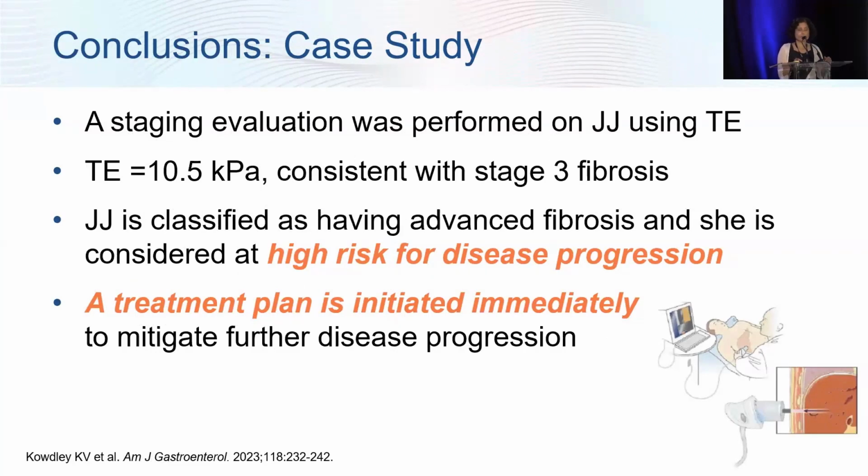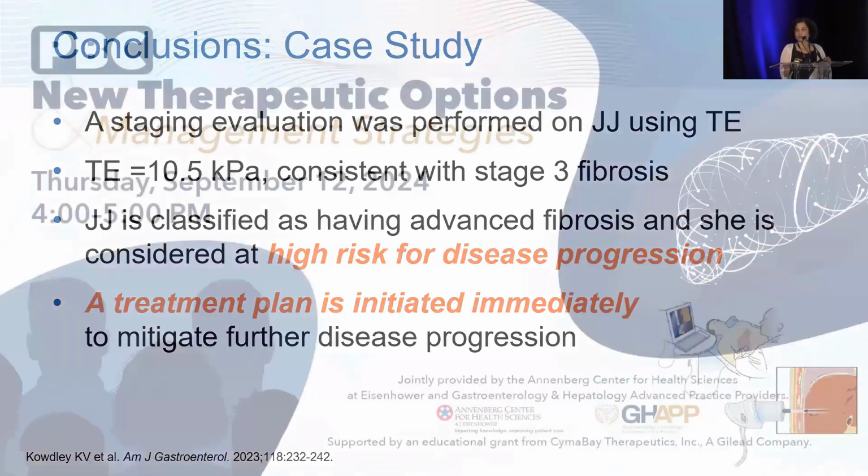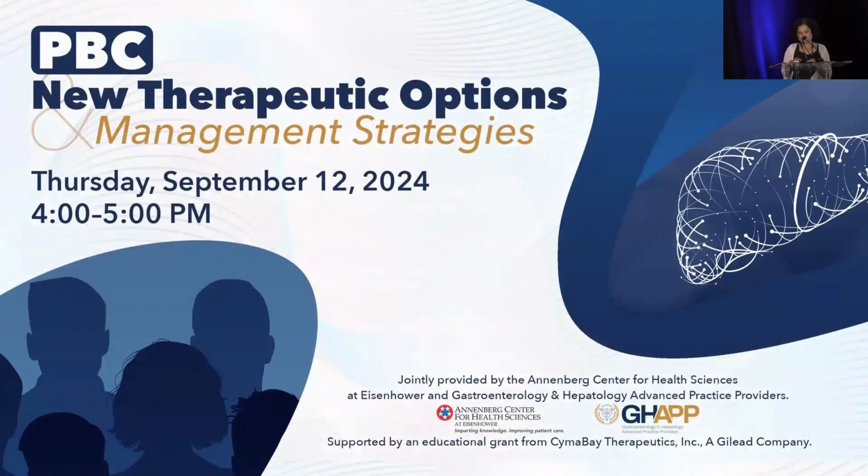So coming back to our case study, JJ underwent a transient elastography. FibroScan showed 10.5 kilopascal, consistent with stage 3 fibrosis. So we know now JJ is diagnosed with PBC and stage 3 fibrosis. Therefore, JJ is at increased risk or high risk for disease progression. So we need to aggressively manage her and treat her and make sure her bilirubin and her alk phos are becoming normal to prevent further progression. So Lindsay will talk about PBC treatment.